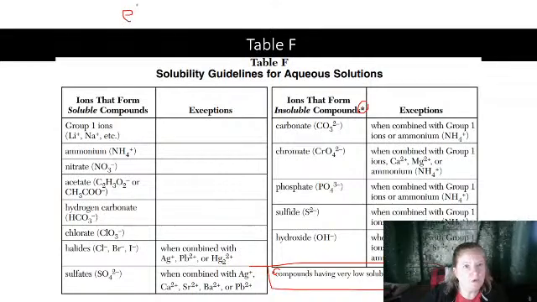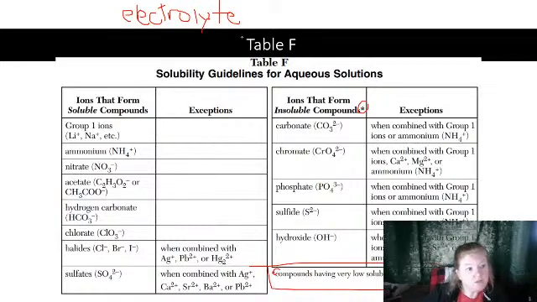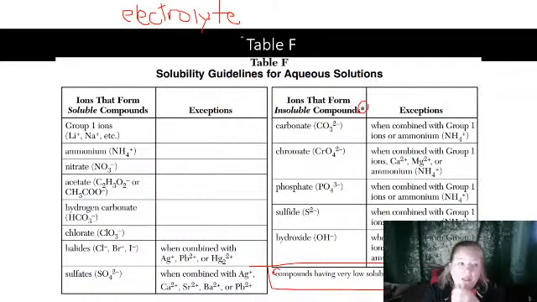Okay, now why is that important? Because there's this word electrolyte. An electrolyte is something that conducts electricity when it's dissolved in water, right? And the things that are electrolytes are acids, bases, and salts. Now, even the insoluble salts are electrolytes. Why? Because a little bit dissolves, and that little bit that dissolves conducts electricity.